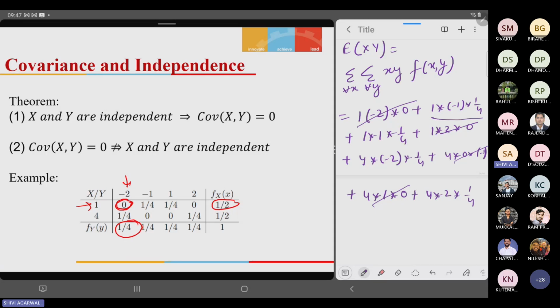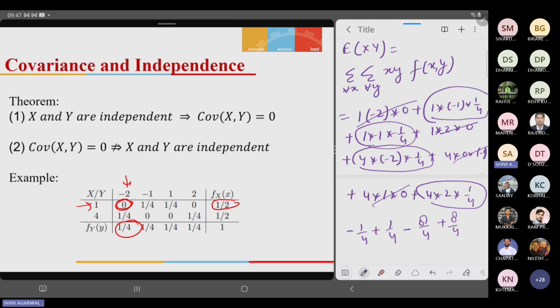So now we are getting here, this is -1 by 4. Correct? This is 1 by 4 plus 1 by 4. Okay? This we are getting here -8 by 4. Correct? And this is also plus 8 by 4. So they cancel out, and here expected value of xy becomes 0.